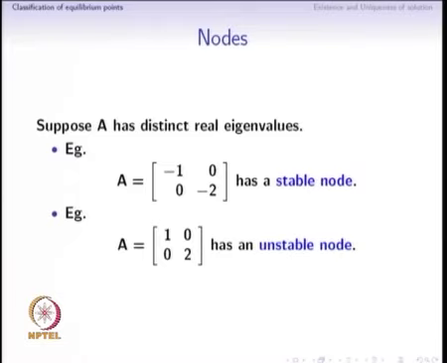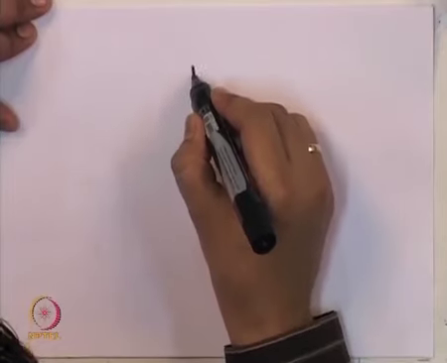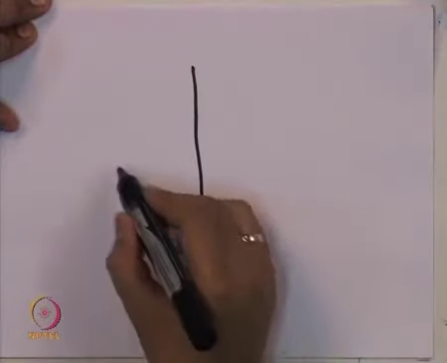So, suppose A has distinct real eigenvalues. So, let us see these cases one by one. For example, take A equal to minus 1, 0, 0, minus 2. So, this is what we call a stable node. Why is this? We will see in more detail when we see a graph of how the trajectories evolve.